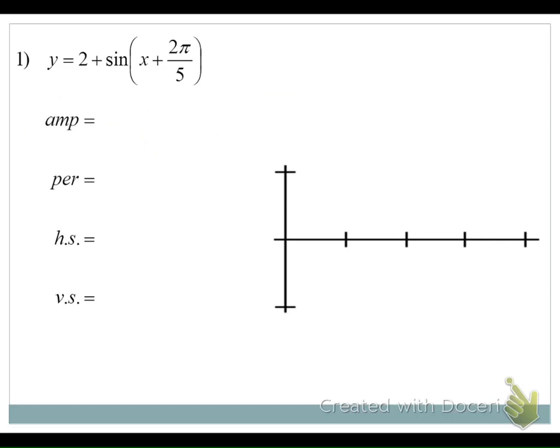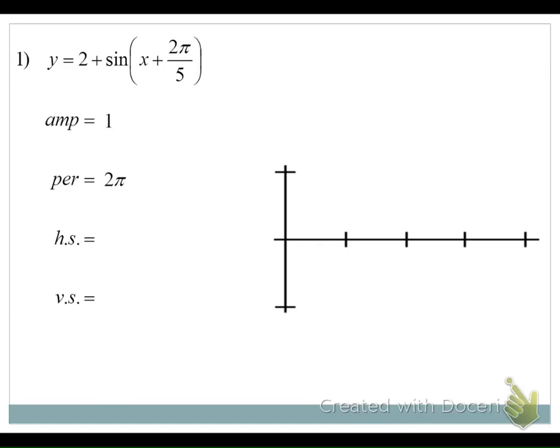I first look for the A value, or the number multiplied in front of the trig function, which is 1, so my amplitude is 1. The period, I try to find a B value, and I would take the original period, 2 pi divided by my B. Since I do not have a B value, it is 1. 2 pi divided by 1 is 2 pi.